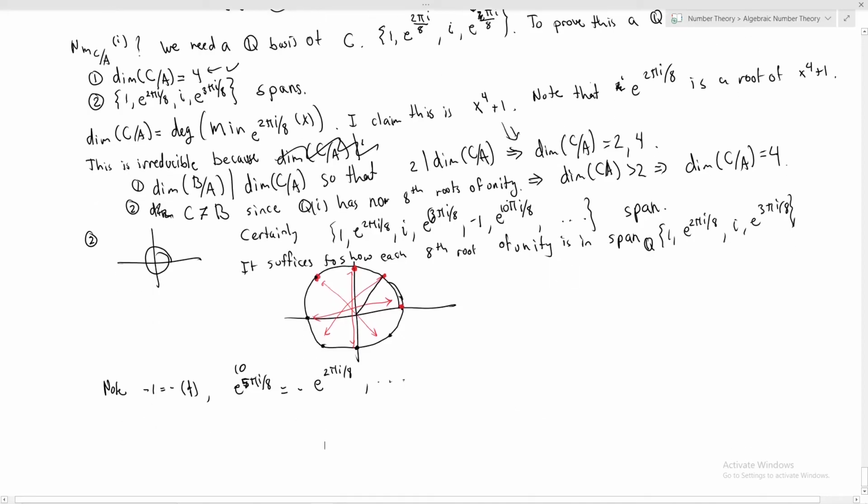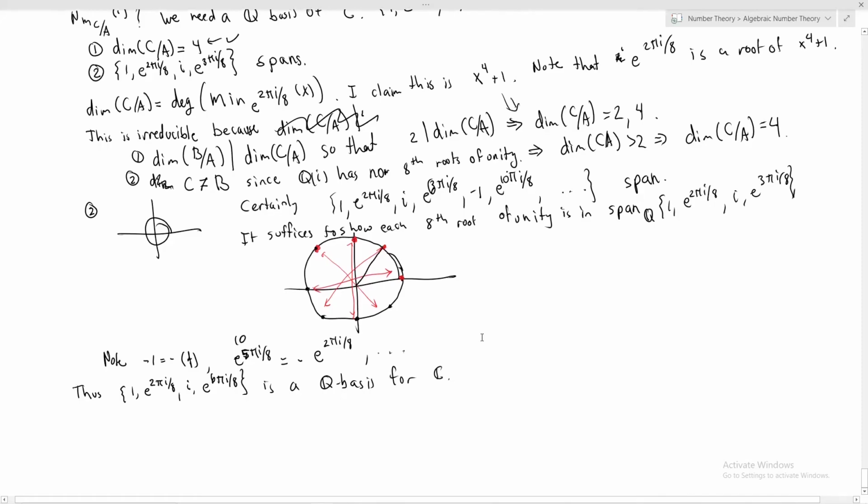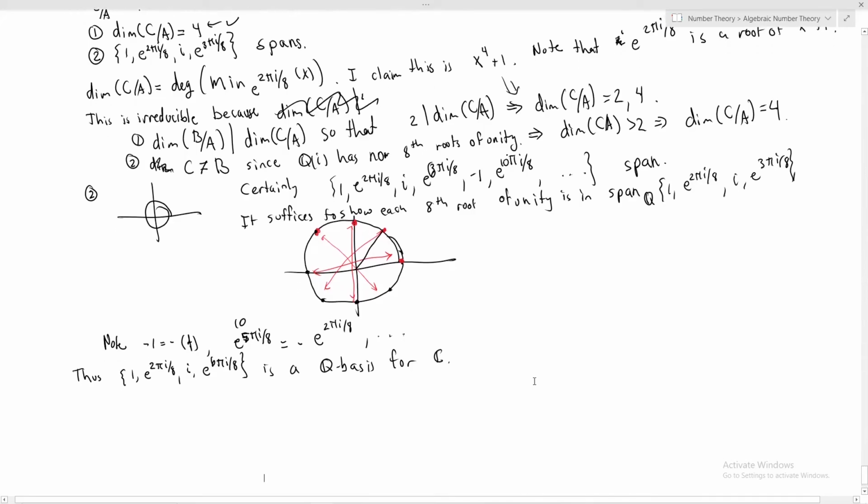Okay, so what's the point? Thus 1, e to the 2 pi i over 8, i, e to the 6 pi i over 8 is a Q basis for C. Okay, in this basis, let's write down the matrix for i.